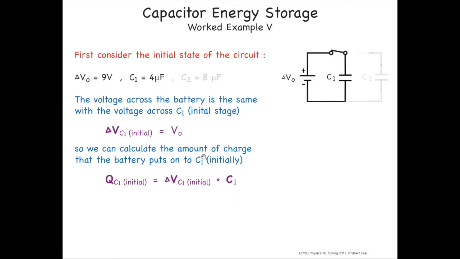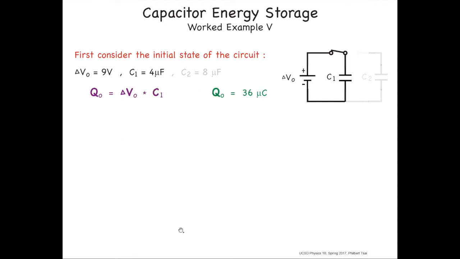So then we can calculate the amount of charge that the battery puts on C1. Right? Q is equal to VC. So we get Q0 is equal to V0 C1. And plugging in our numbers, that gives us that the initial charge on the first capacitor is 36 microcoulombs, right? 9 times 4 microfarads.